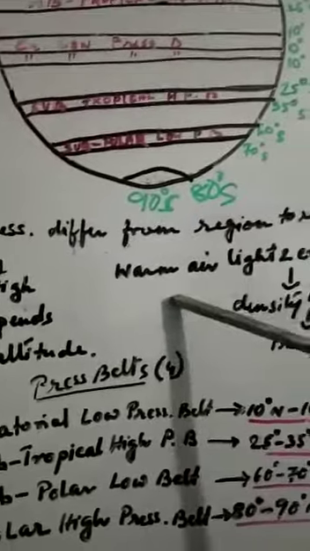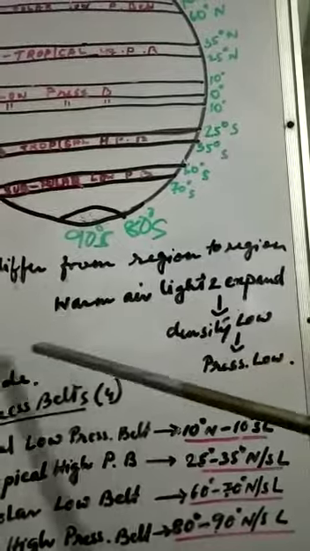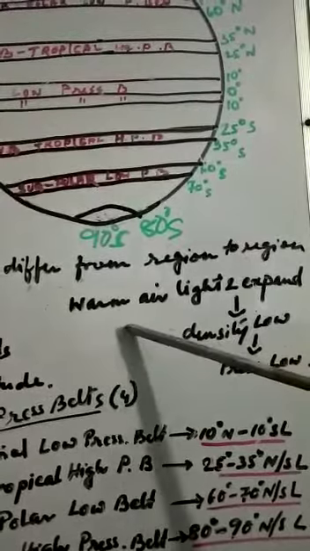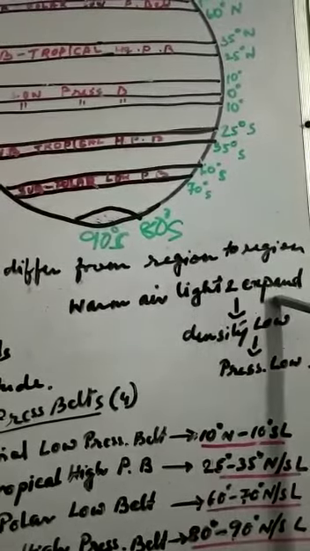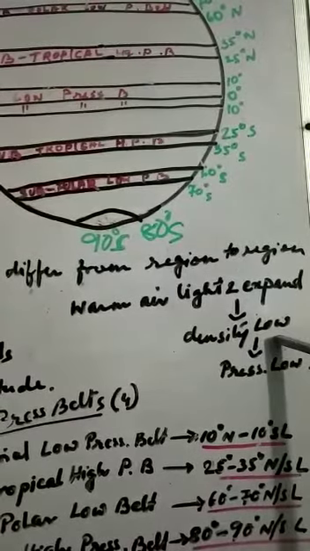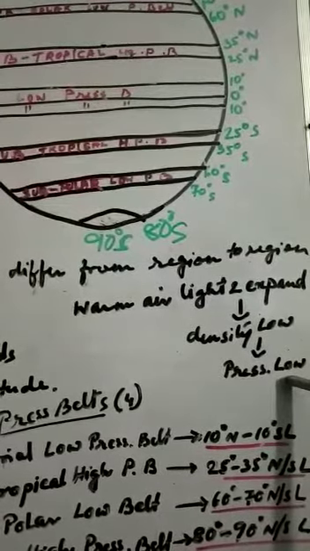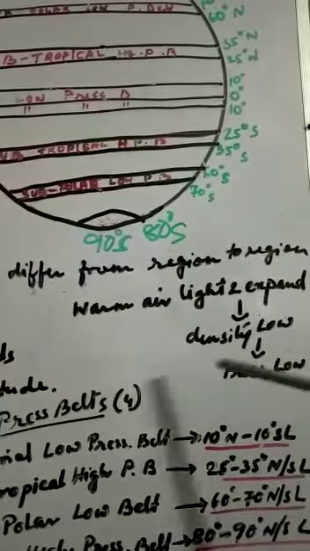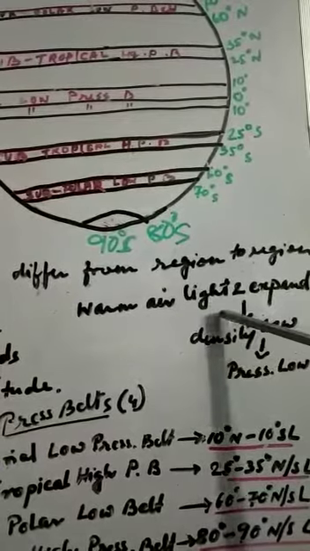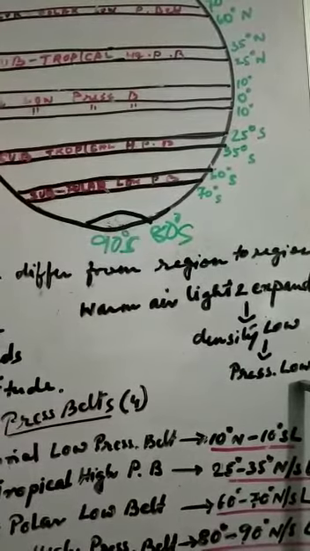Now, this is how temperature is related to air pressure differences. When the temperature is high, the air becomes warm, and when the air becomes warm, it gets light and it expands. And when the air expands, automatically the density will become low. Now, if any matter has low density, then the force it applies will automatically be low. So, when the temperature is high, the air becomes warm, it gets light and expands, and hence the density becomes low, and as a result, the pressure becomes low.